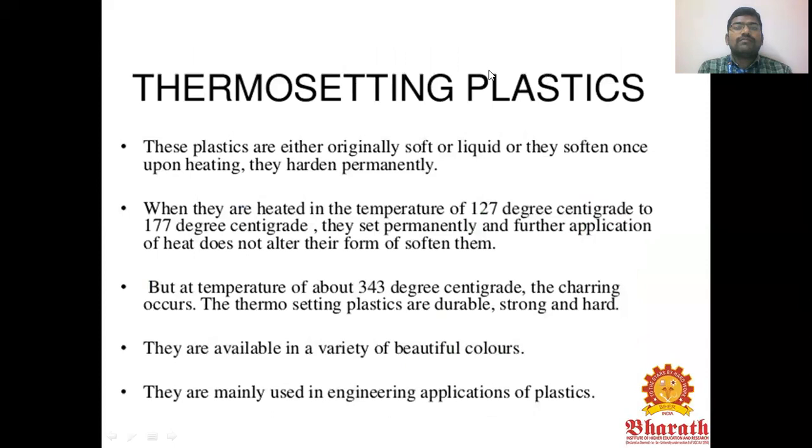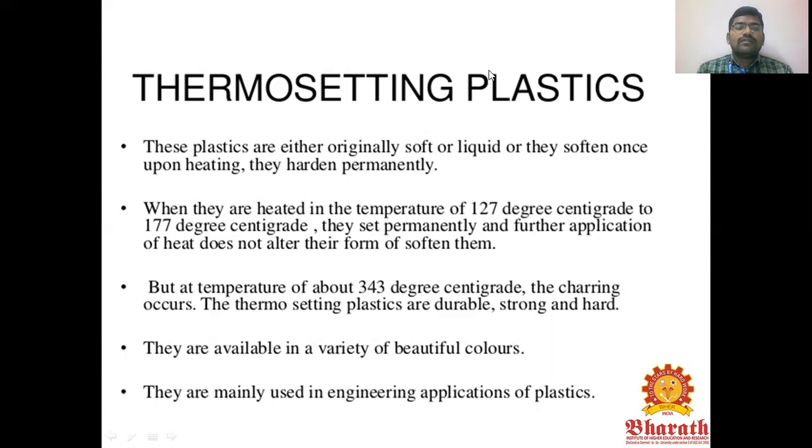Next one is thermosetting plastic. This plastic is either originally soft or liquid. They soften once upon heating, then harden permanently into a hard material. When they are heated at a temperature of 127 to 177 degrees centigrade, they set permanently, and on further application of heat they do not alter into a softened material. There is no reheating and recycling of the material for thermosetting plastic.